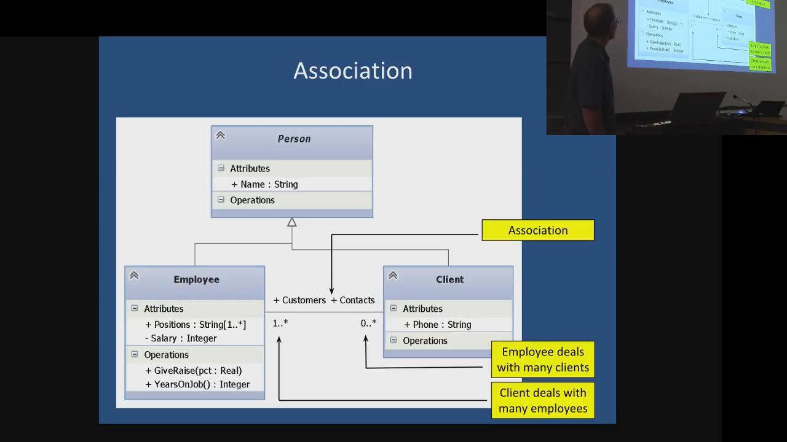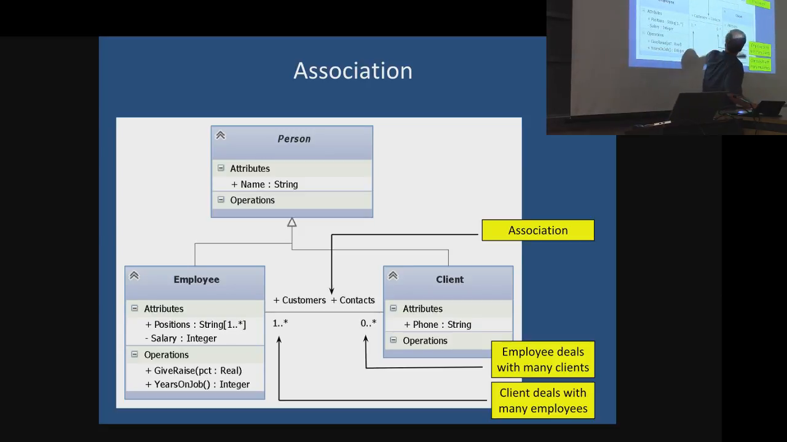Would an employee have, yeah, an employee would have customers, and a client would have contacts back in the company. Okay. So rather than say customers here as an attribute, you put it here on the line. And it's just a way of emphasizing, I mean, I could have just said plus customers, colon, client. But I chose to emphasize this relationship upon the class.